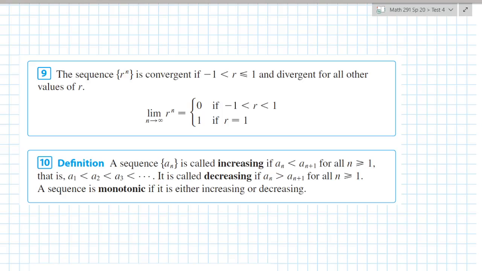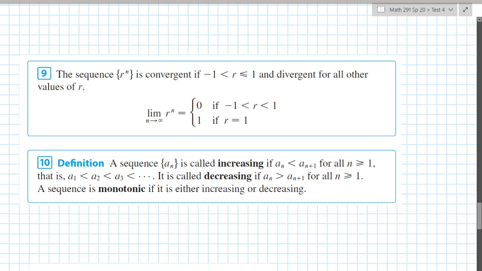Many sequence problems deal with r to the nth power, and we have a theorem that says r to the nth is convergent if r is between -1 and +1. Notice that's -1 exclusive and +1 inclusive, and it's divergent for all other values of r. And if you look at that limit, if the value for r is between -1 and +1 exclusive, the limit goes to 0. If r is exactly equal to 1, then the limit is 1.